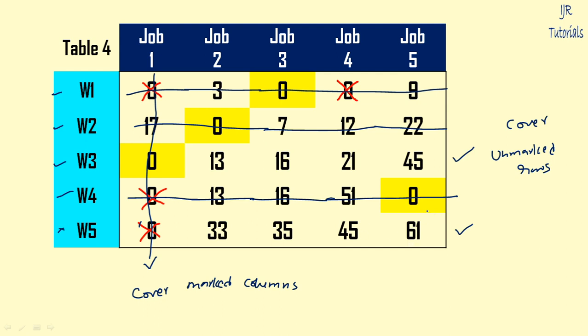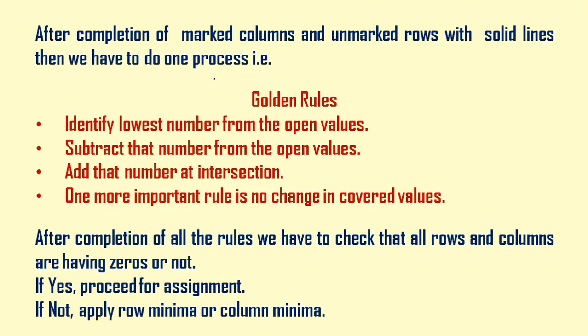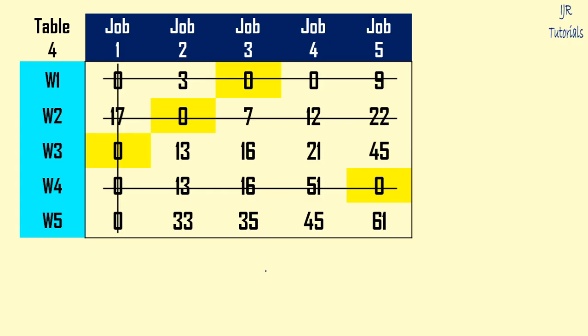So once we complete this process, what can we do? You can see the rules like this. After completion of marked columns and unmarked rows with solid lines, we have to do one more process. That is the golden rules. You need to memorize this one. Identify the lowest number from the open values or open elements. Second, subtract that number from open values. Add that number at intersection. And one more important rule is no change in cover value. After completion of all the rules, we have to check whether all rows and columns have zeros or not. If yes, proceed for assignment. If not, apply row minima or column minima. So this is the process.